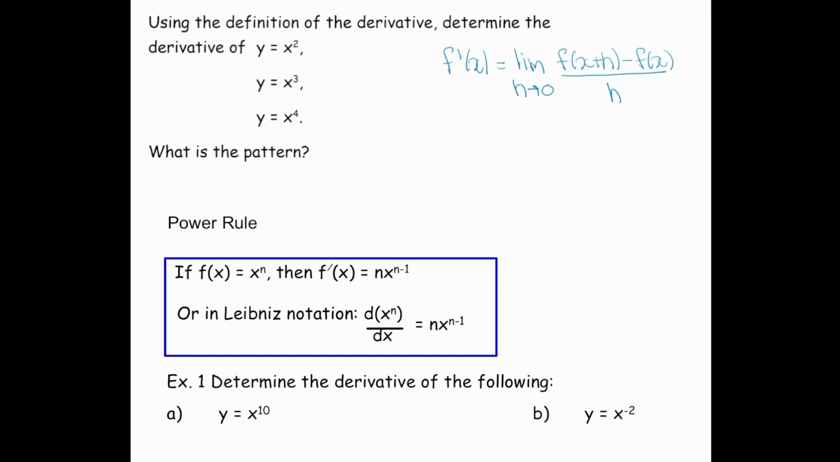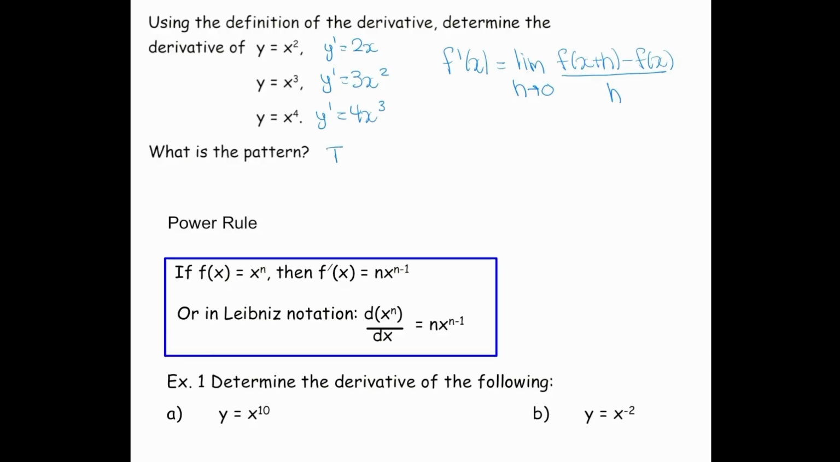So using the equation, you should have found that the derivative of y equals x squared is y prime equals 2x. The derivative of y equals x cubed is y prime equals 3x squared. And the derivative of y equals x to the power of 4 would be y prime equals 4x to the power of 3. What's the pattern? Well, the power moves down in front of the variable, and the exponent then is decreased by 1.